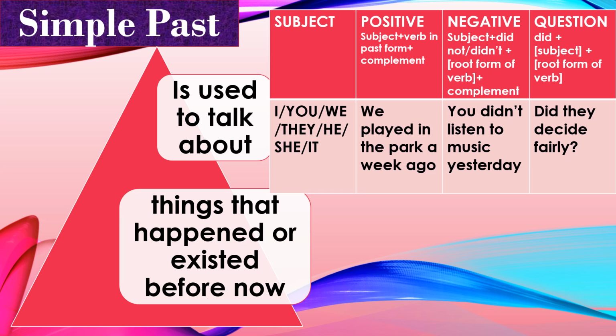For the question form, we use did plus subject plus root form of the verb. For example, did they decide fairly? Let's see how verbs work in the past. First, for regular verbs, add ed to the root form of the verb, or just d if the root form already ends in an e. For example, play, played.